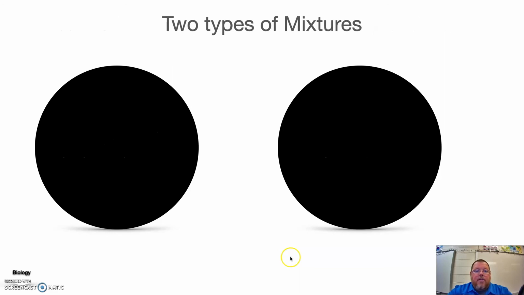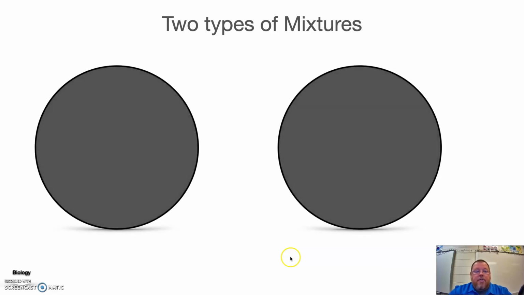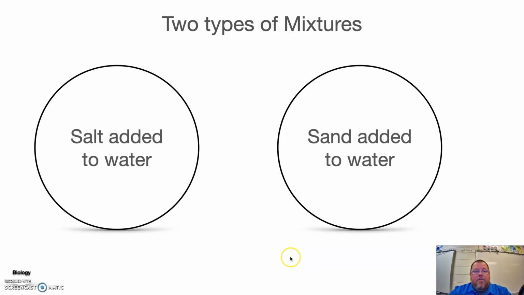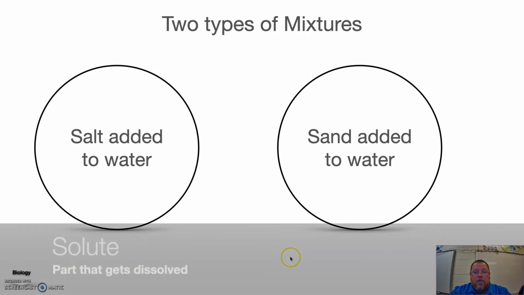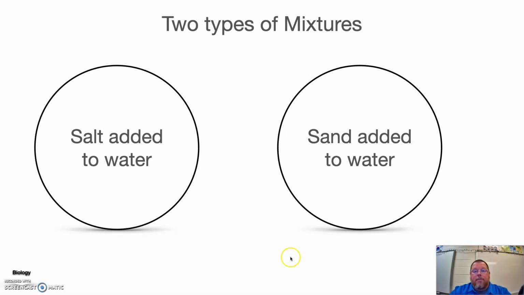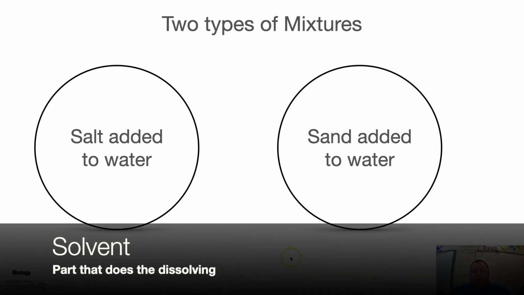All right, so here's some examples of those types of mixtures. First, we have solutions, and then we have suspensions. So for solutions, this is where we're going to have things that are going to be dissolved. We had our example earlier where we added salt to water. The salt is going to be, in this case, something called a solute, the thing that gets dissolved, and the water is going to be something called a solvent, which is the thing that does the dissolving.